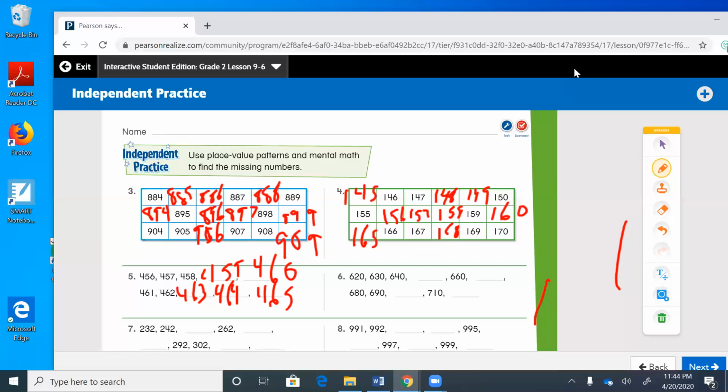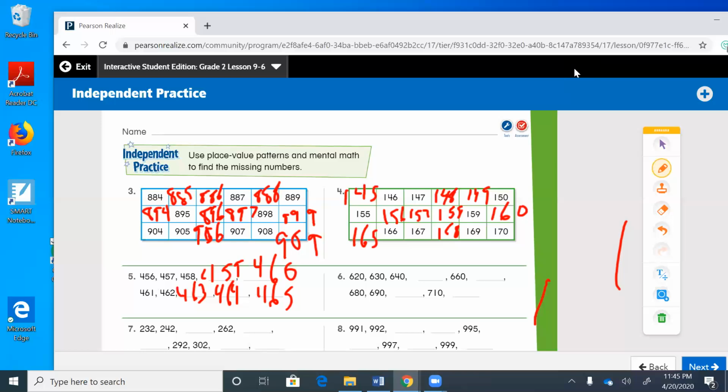But for those of you that need it, you're going to write number 6. And you're going to have to write these numbers: 620, 630, 640. What comes next? Okay, so you have to fill in the missing blanks. To make it even easier, write number 6 and draw the blanks and write what would come in the blanks, okay?